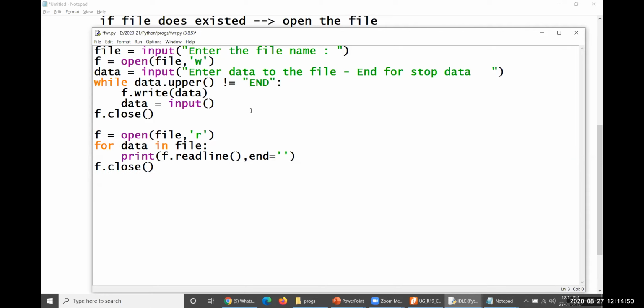So we have created the file and placed data onto the file, and then closed the file, and then again opened the file in read mode, read the data from the file and placed it onto the screen, and then finally closed it. Okay, so this is the way. Let us execute this for a while.